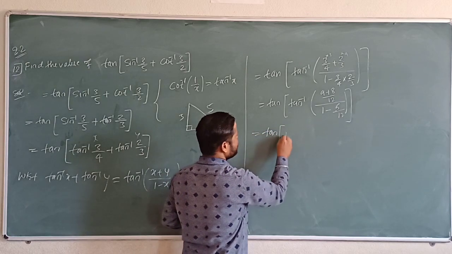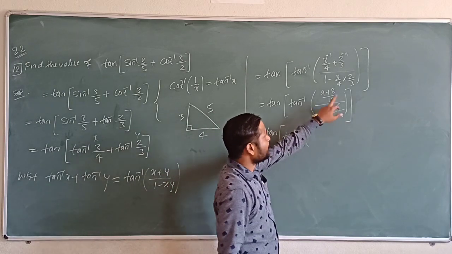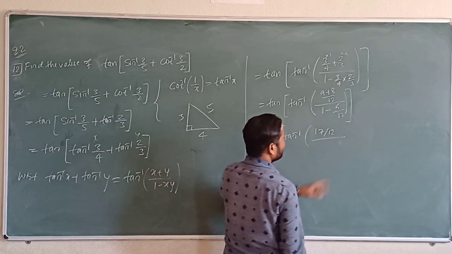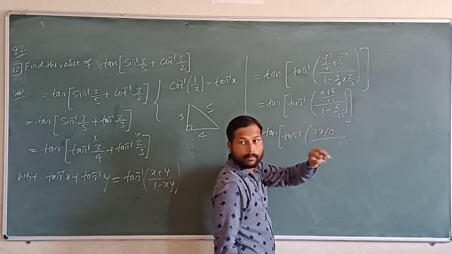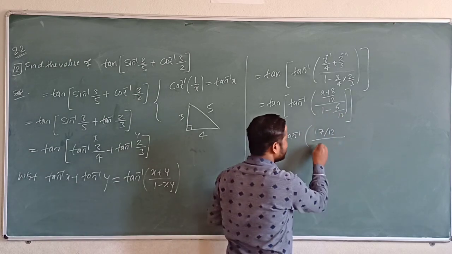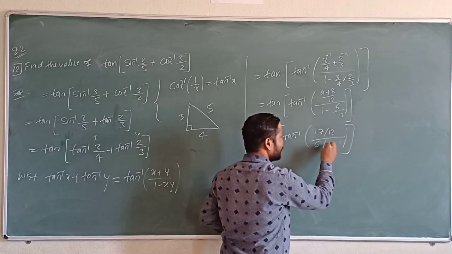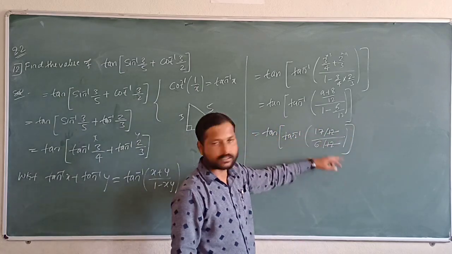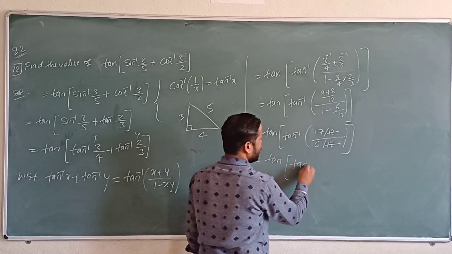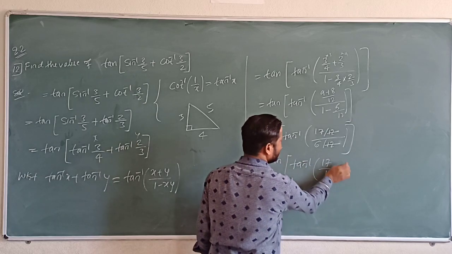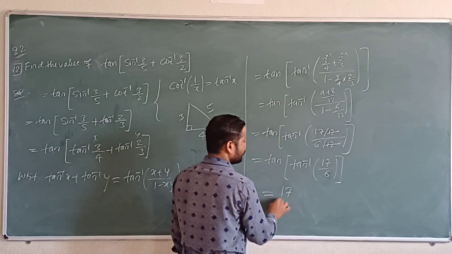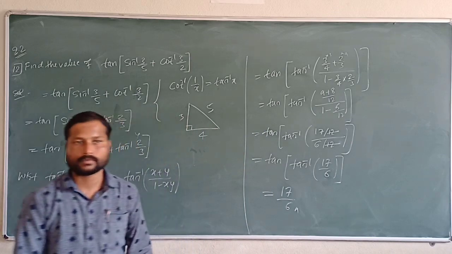Tan inverse of, okay, 9 plus 8 is 17. 17 divided by 12. 1 minus 6 by 12: 12 1s are 12, 12 minus 6 is 6, so 6 divided by 12 now. Correct? Here cancel 12 and 12. Then it becomes tan inverse of 17 by 6. Tan and tan inverse cancel. The value is 17 by 6. Right?